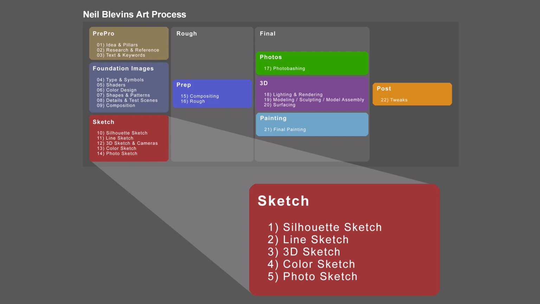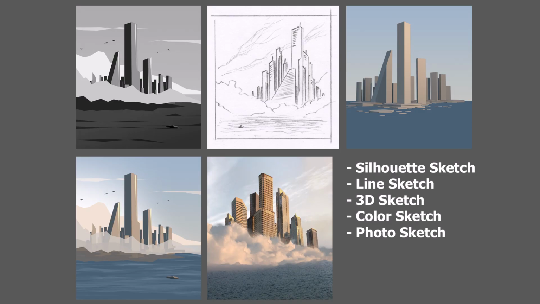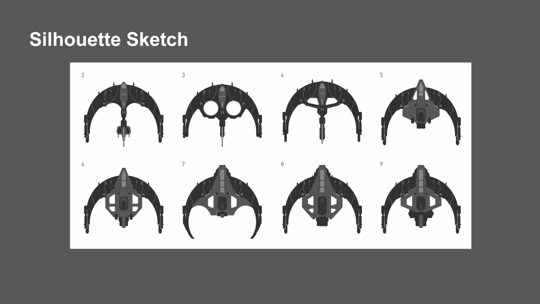So this is my art making process, which I talk about in another tutorial. And you can see that part of that process is the sketch phase. And the sketch phase is what we're going to be talking about today. And in it, I'm going to be talking about 5 different kinds of sketches that I do, and then also why you might want to choose doing one over the other. And then here's an example of the 5 different types. So we have the silhouette sketch, we then have the line sketch, the 3D sketch, the color sketch, and the photo sketch. So let's start with a silhouette sketch.